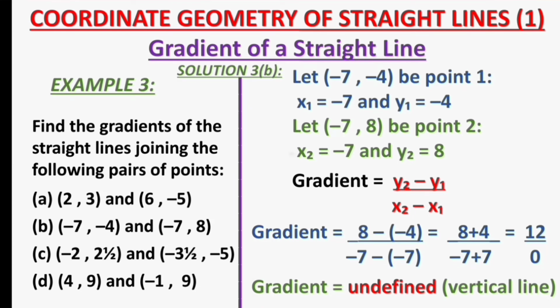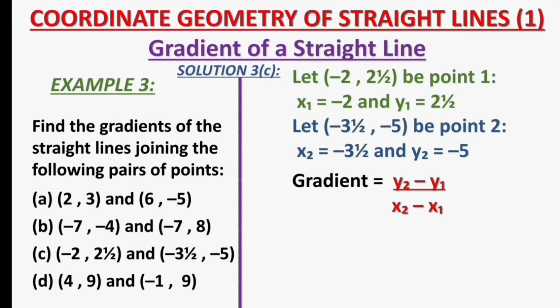Next, let's see the solution to example 3c. In example 3c, let the coordinates minus 2 and 2.5 be our point 1. That means that x1 is equal to minus 2 and y1 is equal to 2.5. Also, let the coordinates minus 3.5 and minus 5 be our point 2. That means that x2 is equal to minus 3.5 and y2 is equal to minus 5.